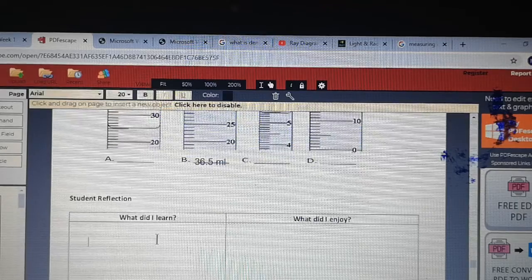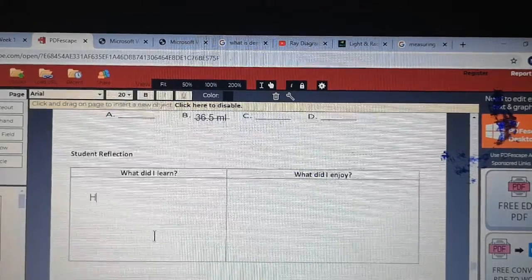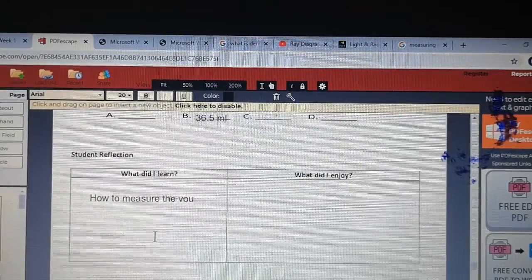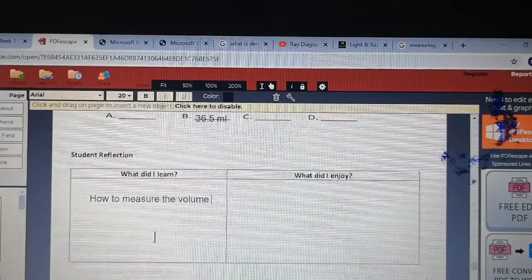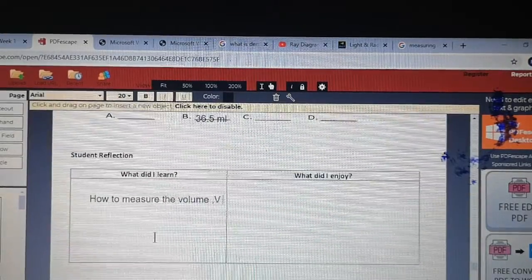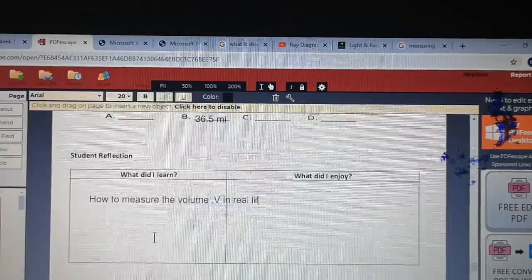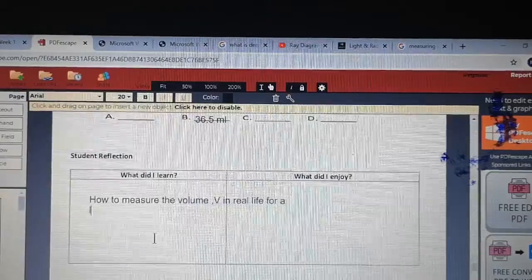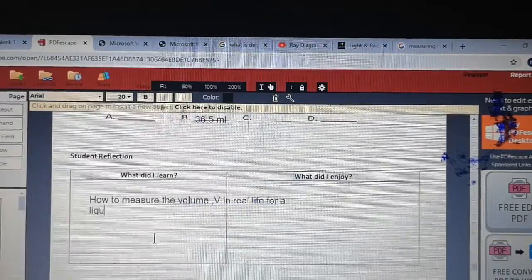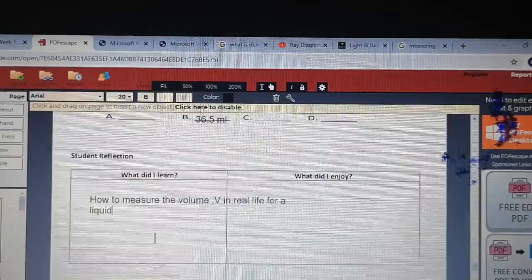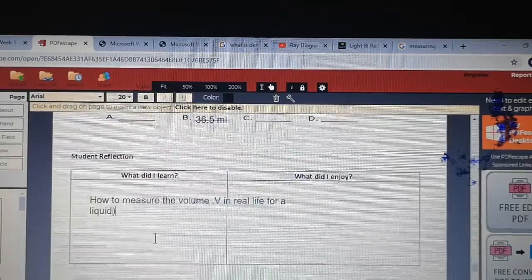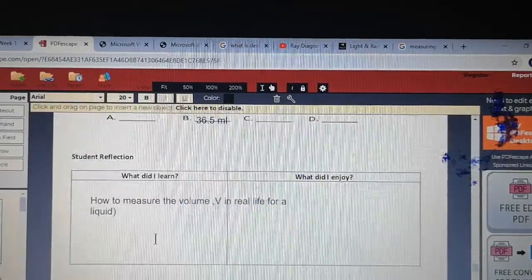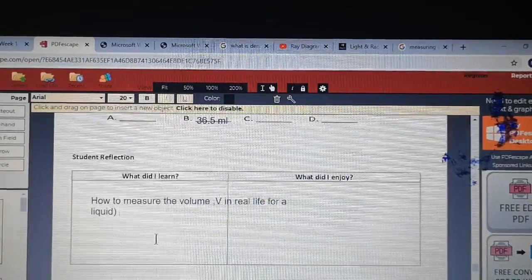So what did I learn? I would say how to measure the volume, V, in real life for a liquid. Using a measuring cylinder, right? You might have done it in the kitchen before to measure the right amount of ingredients for, I don't know, baking or cooking something. How to measure the volume in real life for a liquid.